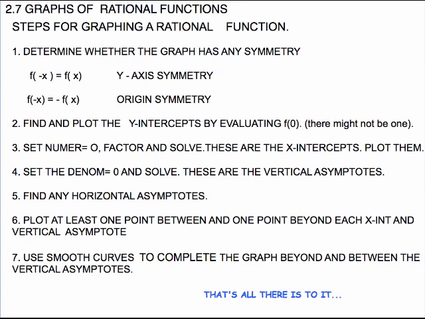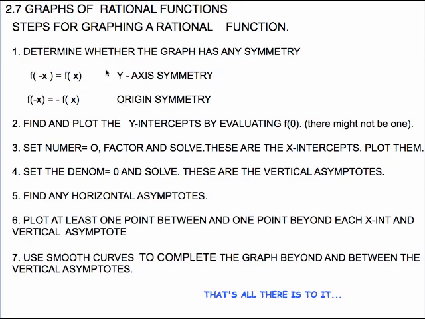In this video, we are going to put everything together we've learned in the past couple of videos about asymptotes and domain, along with some other rules, and actually do complete graphs of rational functions. This right here is your listing of your steps for graphing a rational function.